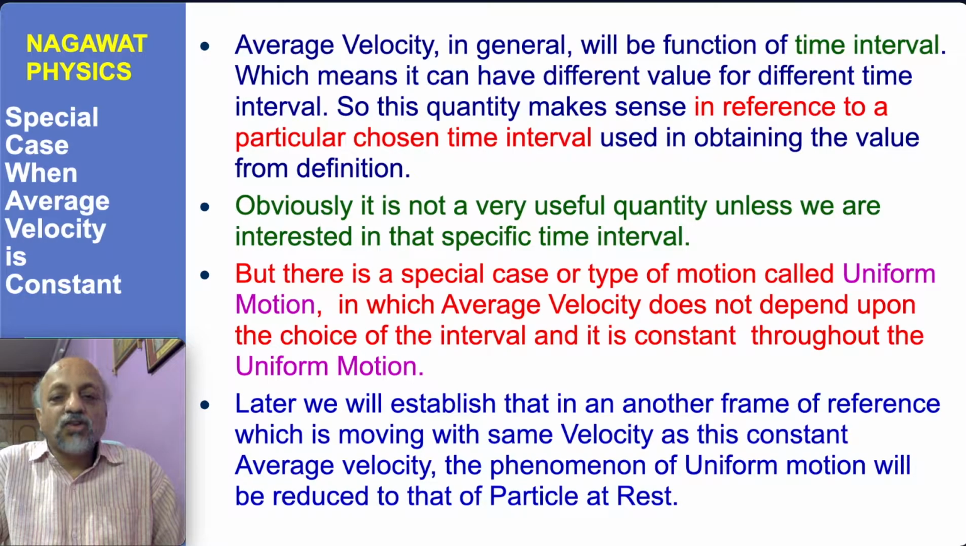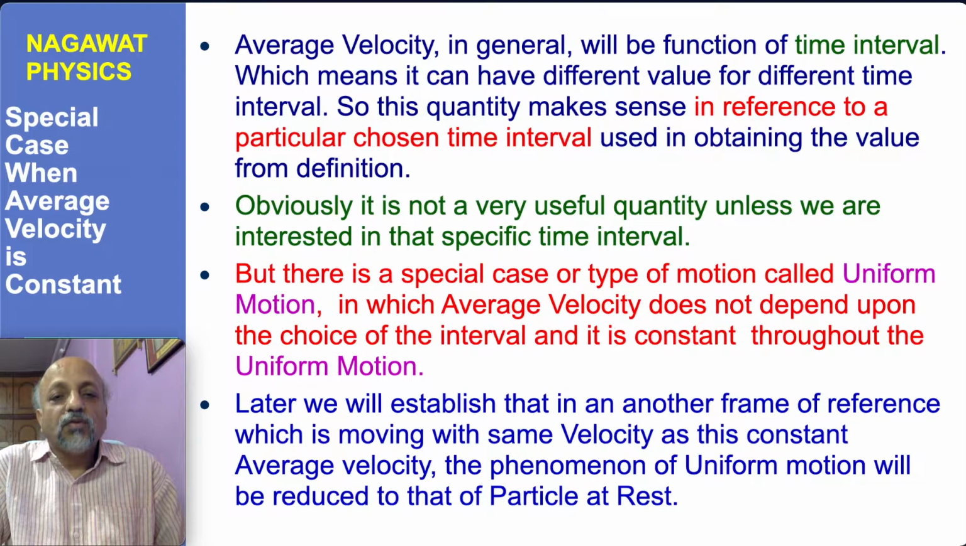But there is a special type of motion which we will now consider, and that is called uniform motion. Uniform motion is a type of motion in which average velocity doesn't depend upon the choice of the interval, which means it is constant throughout the uniform motion. Whatever Ti I choose, whatever Tf I choose, if I determine it using any time interval, it would also be applicable for different Ti's and different Tf time intervals.